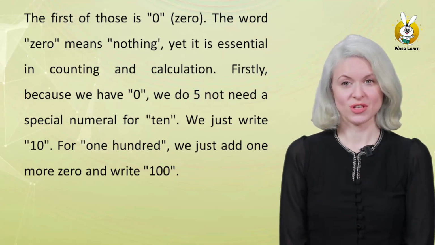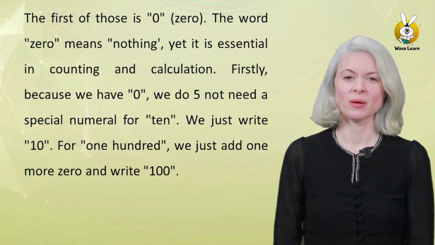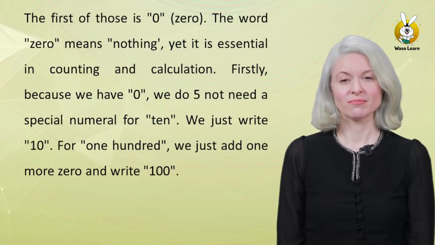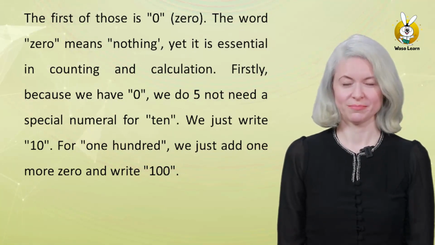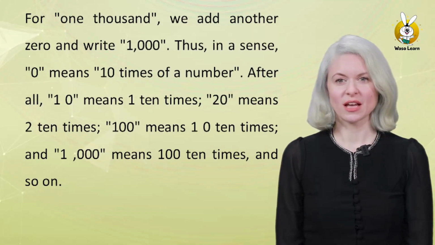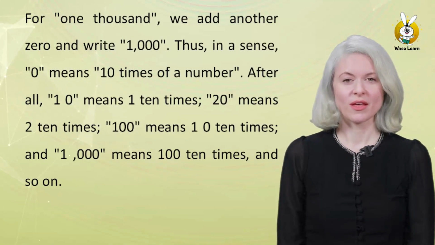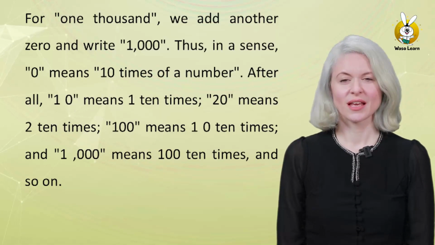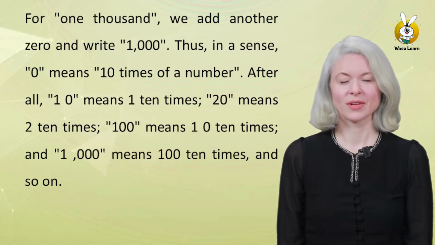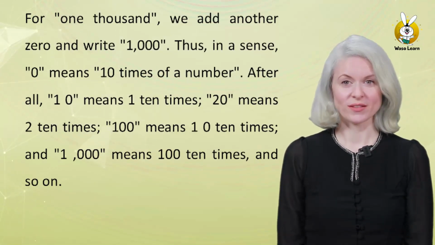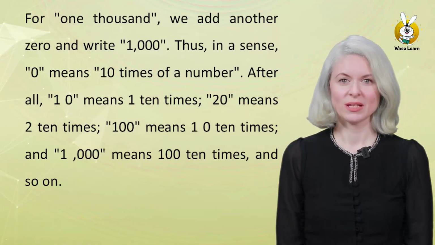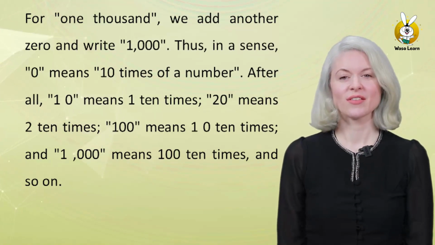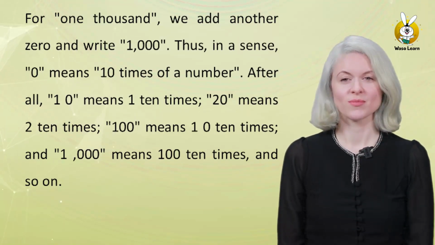Firstly, because we have 0, we do not need a special number for 10. We just write 10. For 100, we just add 1 more 0, and write 100. For 1000, we add another 0 and write 1000. Thus, in a sense, 0 means 10 times of a number. After all, 10 means 1 10 times, 20 means 2 10 times, 100 means 10 10 times, and 1000 means 100 10 times, and so on.